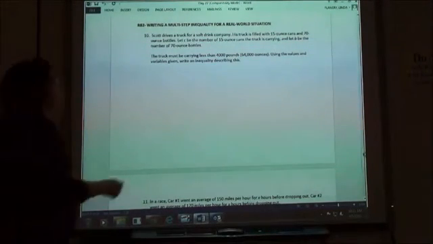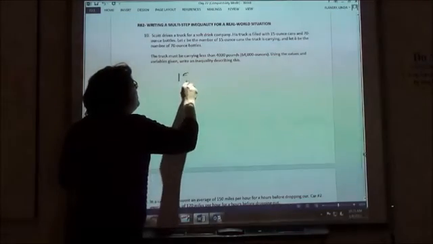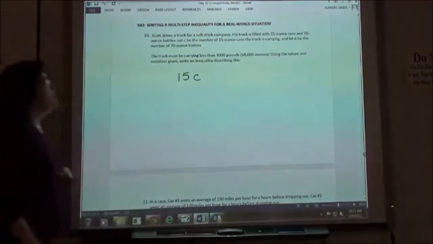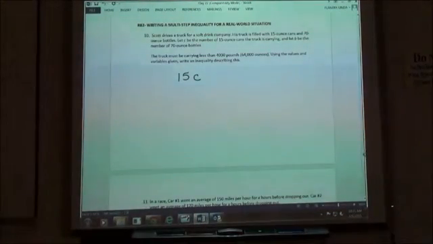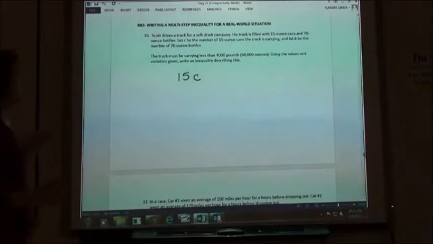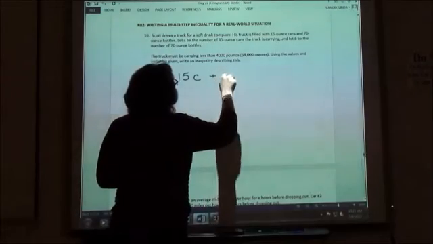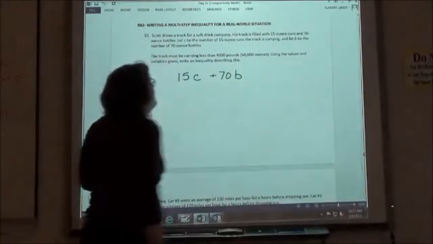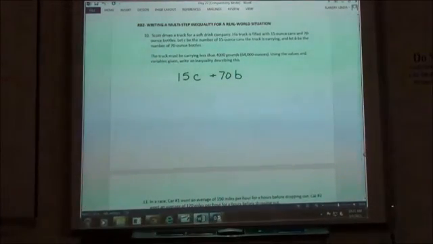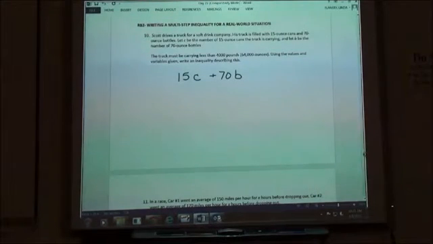So I have 15-ounce cans, so if I take 15 times the number of cans, I'm going to have the number of ounces that I have in cans. I'm also carrying bottles. Each of my bottles is 70 ounces, so if I take 70 times the number of bottles, I have the number of ounces of bottles that I'm carrying. The truck must be carrying less than.